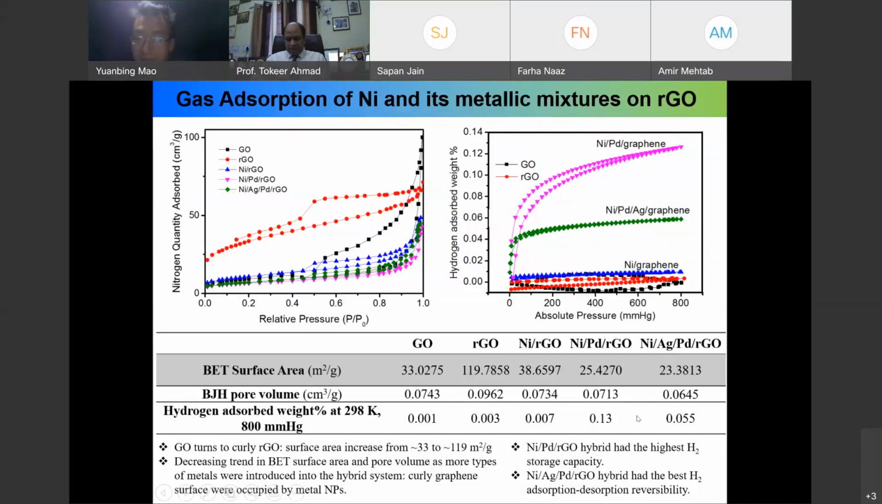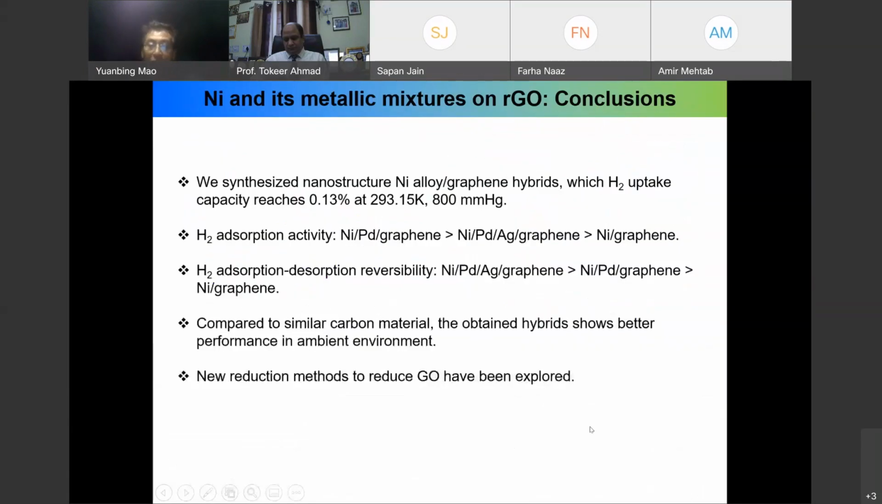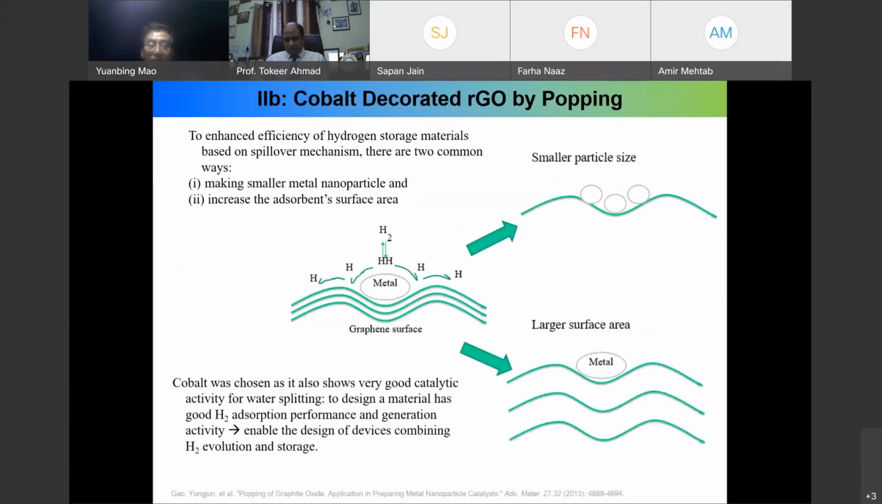So these values, especially for this sample, are actually quite decent. Okay, it's still small, we need to point that out. But this already demonstrates that we can use some cheap methods for this purpose. We don't have to use pure palladium, right? So that is related to this project. Okay, so this looks like it's working, by the spillover mechanism.